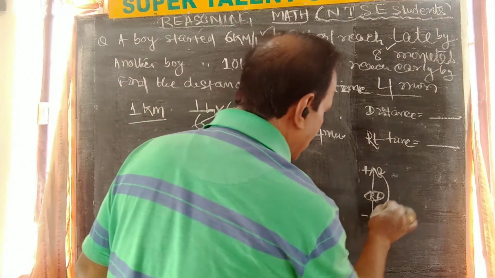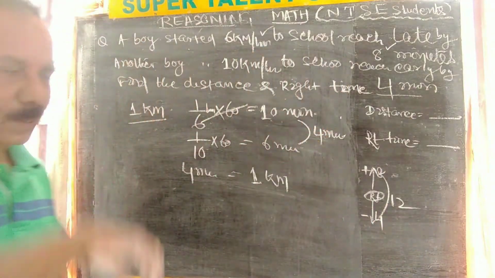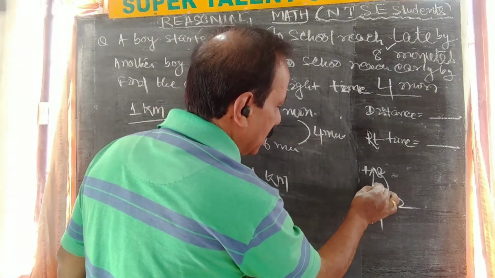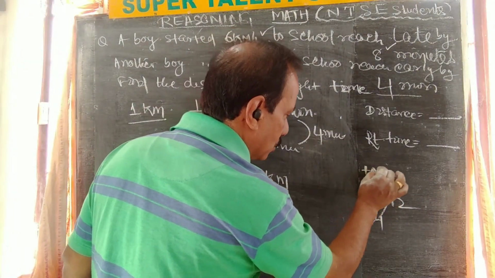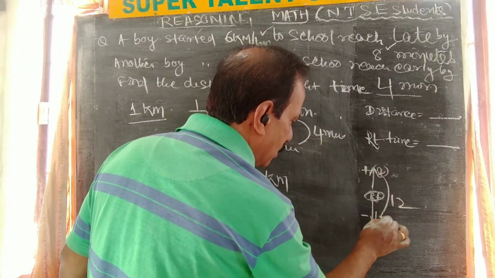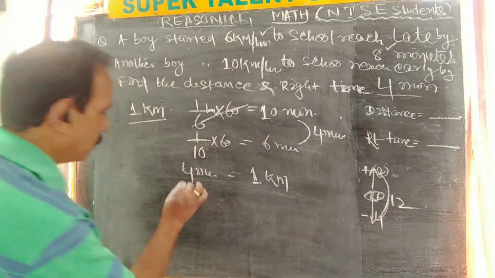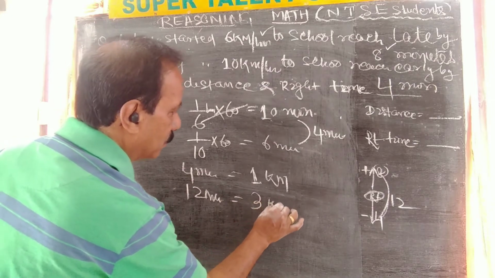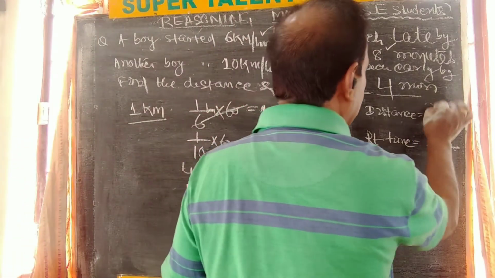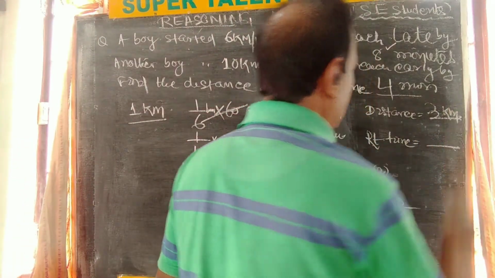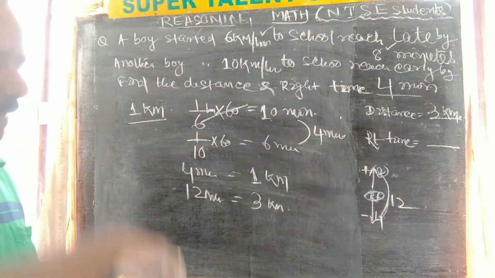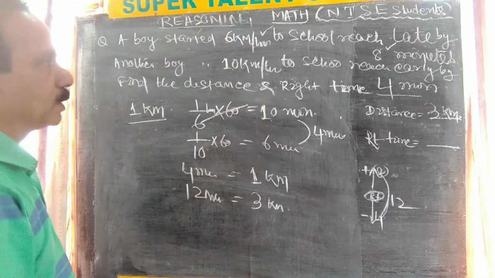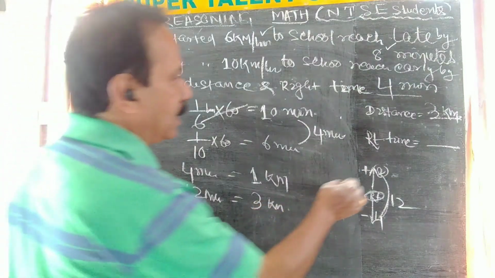The difference for 1 kilometer is 4 minutes. Here, what is the difference? 12. See, because it's the right time, one is late, so it will take more, and the other is early, so it will take less: 8 plus 4, so it will be 12. So for 12 minutes, how much distance will come? 3 kilometers. So what is the total distance? 3 kilometers. See, done? Immediately. So yes, it is 3 kilometers.